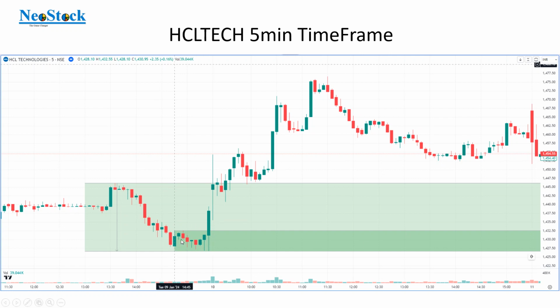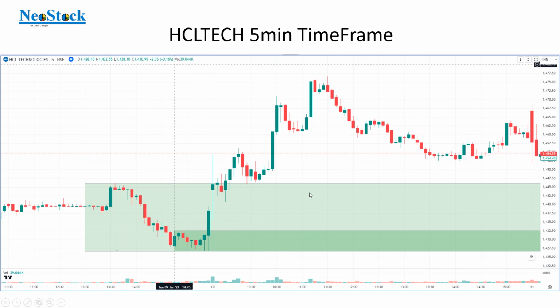See the number of base candles in this zone: 1, 2, 3, 4, 5, 6, 7. You have 7 base candles in this zone. We should have a maximum of 6 candles. Minimum 1, maximum 6. Beyond 6, if base candles are there, there are higher chances the zone will be violated. That's why we don't plan a trade in this zone.